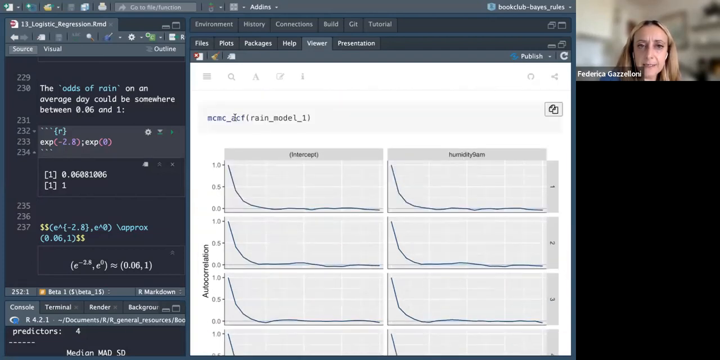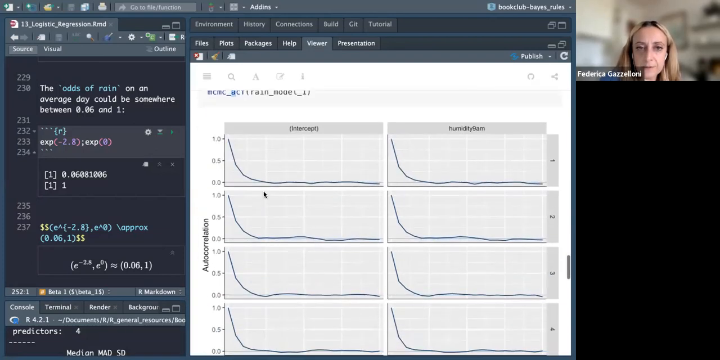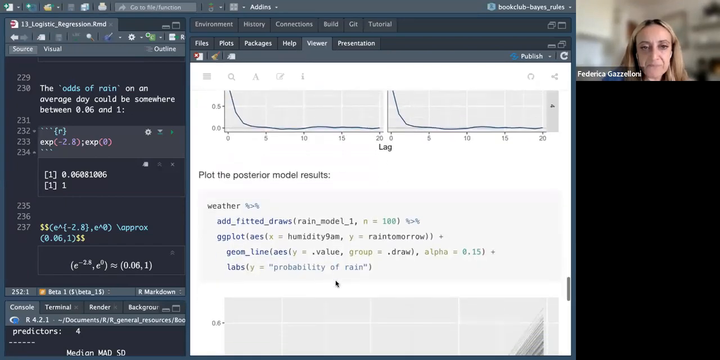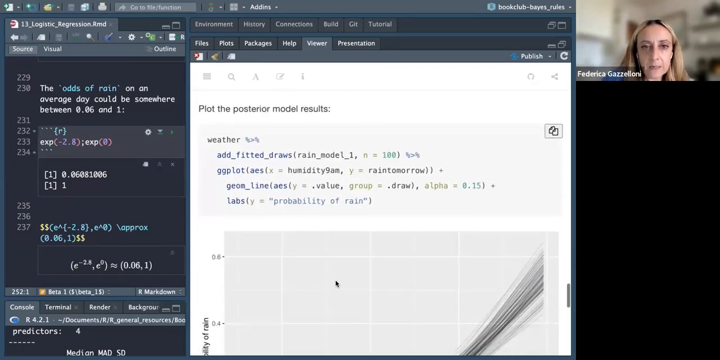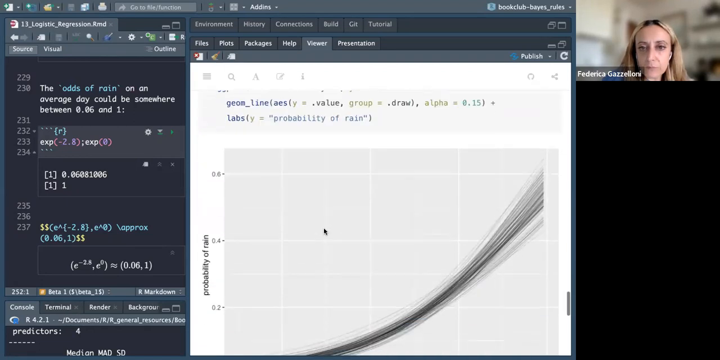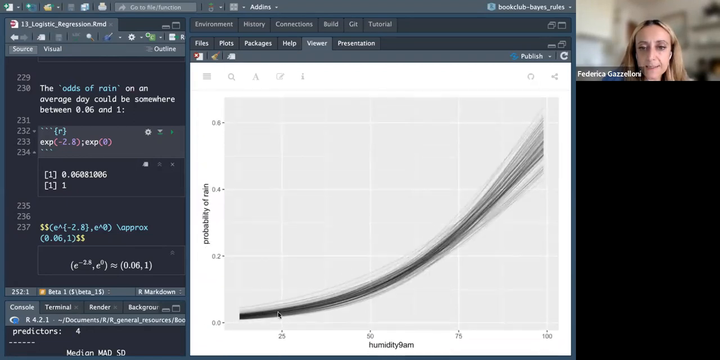And then the autocorrelation, which shows steady, so a bit of changes. And then finally, we see the posterior, and this is the probability of rain and humidity at 9 a.m., which is clearly growing.